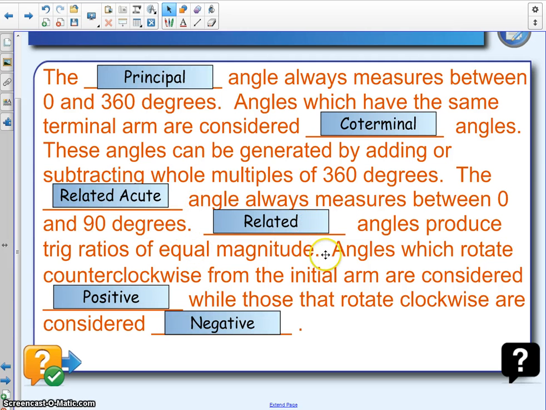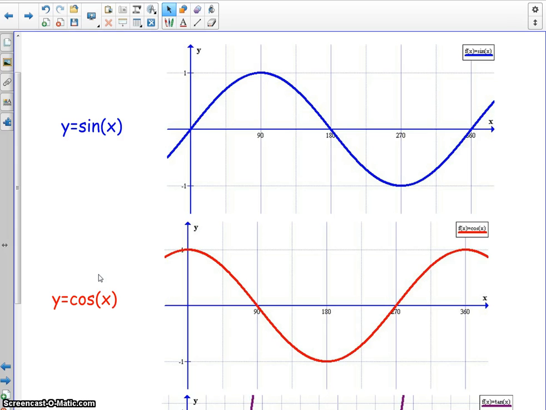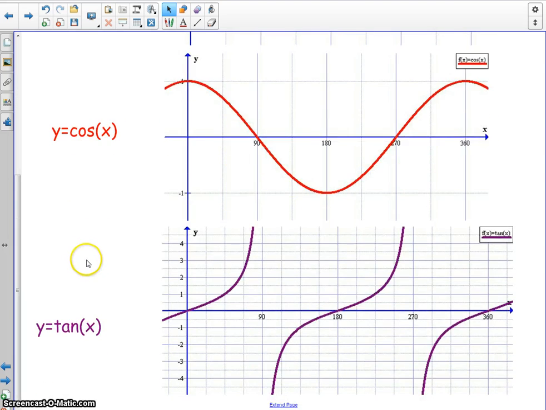Okay. And last but not least, angles that rotate counterclockwise from the initial arm are considered positive. They rotate clockwise is considered negative. Okay, so a couple things to also remember. If you remember our parent functions from the start of the year, we graphed y equals sine x, y equals cos x, and y equals tan x.